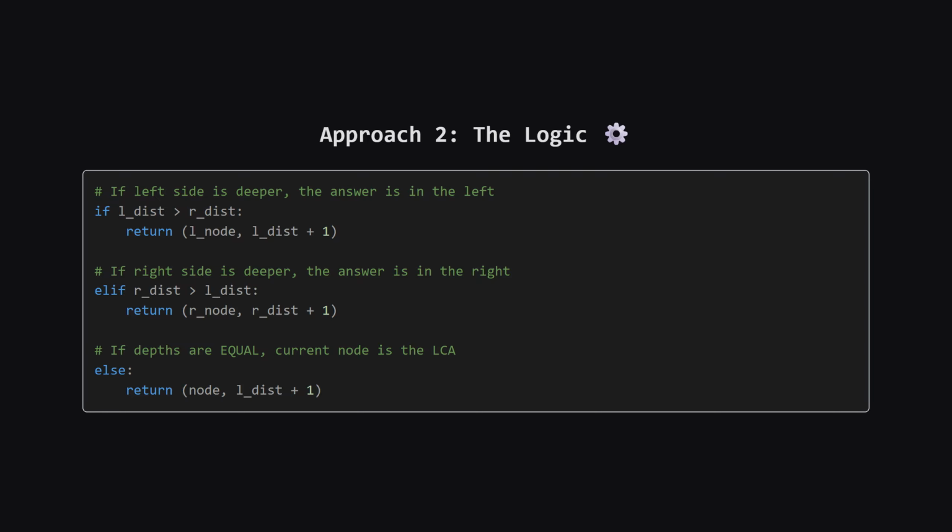But if the depths are equal, that's the magic moment. It means this current node has deepest descendants on both sides. Therefore, this node is the lowest common ancestor. We return the current node as the new candidate.